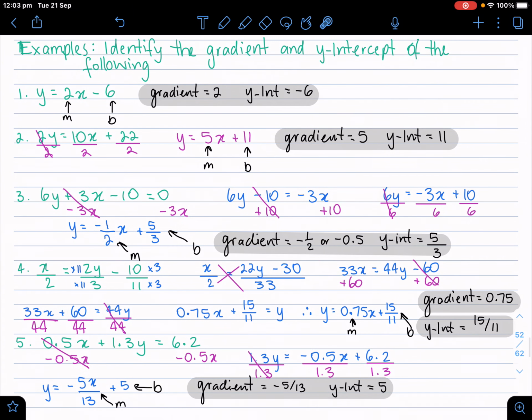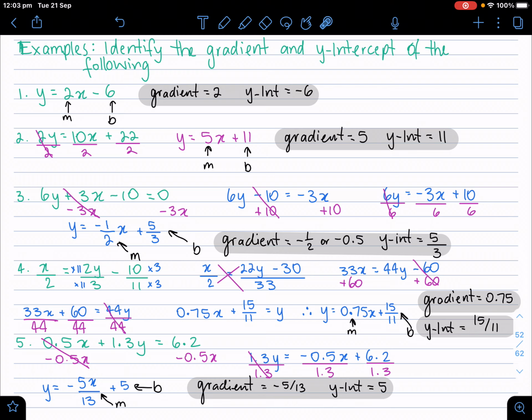Let's move on to example 4. Now example 4 says that x over 2 equals 2y over 3 minus 10 over 11. So I have two fractions on this side, and I need to simplify those fractions first. So how am I going to do that?